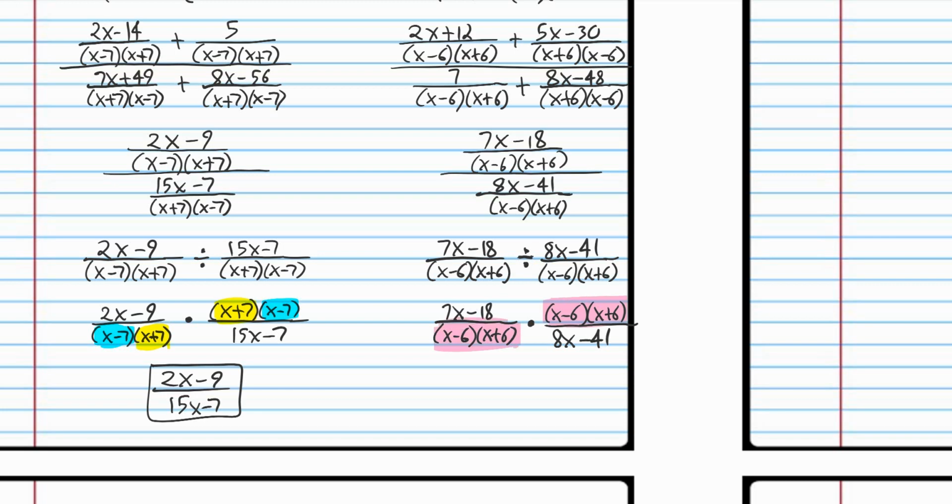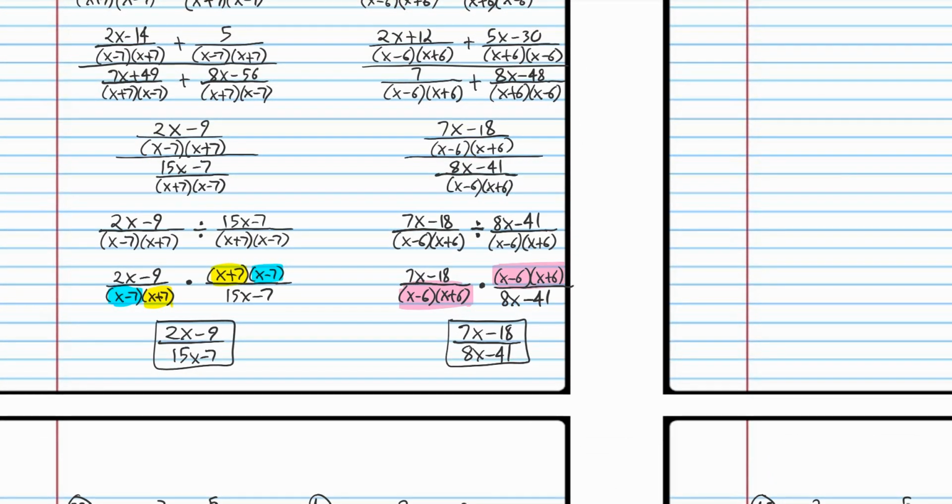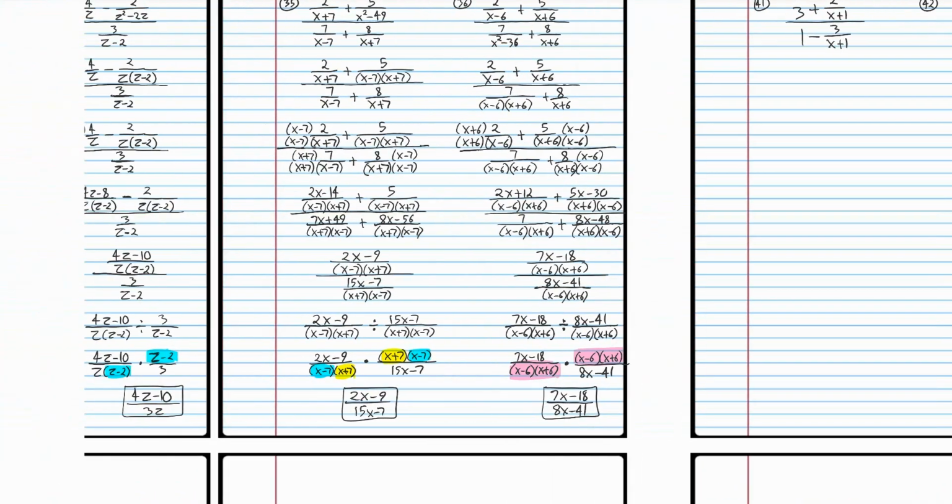I'm going to use a different color this time. 7x minus 18 times 1 is 7x minus 18, so on and so forth. Again, you can just consider the colored parts to be 1. So 1 times 7x minus 18 is 7x minus 18. 1 times 8x minus 41 is 8x minus 41. So if you got that answer, good job. All right, on to number 37.